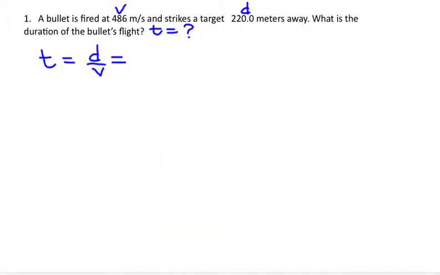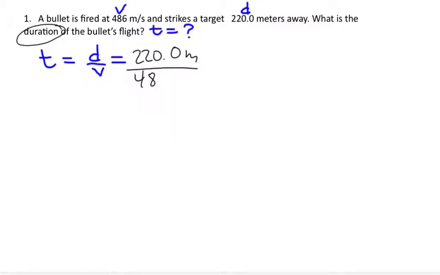If we go straight to problem 1, I'm only doing the odd problems, remember. Here's what we got. We've got a bullet fired at 486 meters per second. Clearly a speed, I put a v on top of it. I'm labeling my variables really quickly. It strikes a target 220 meters away, that's a distance. What is the duration of the bullet's flight? That means time. What is time? So I know that if I'm solving for time, I need to take the distance and divide it by the speed.